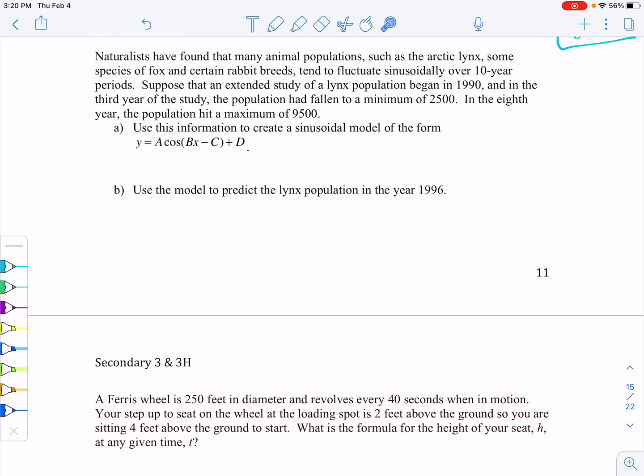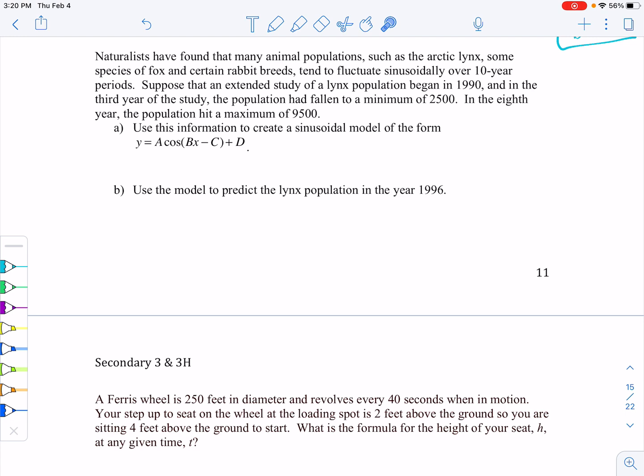So this one we have a story problem. So naturalists have found that animal populations such as the Arctic lynx, some species of fox, and certain rabbit breeds tend to fluctuate sinusoidally, meaning that it's going up and down, over 10-year periods. Suppose that an extended study of a lynx population began in 1990, and in the third year of the study, the population had fallen to a minimum of 2,500. In the eighth year, the population hit a maximum of 9,500.